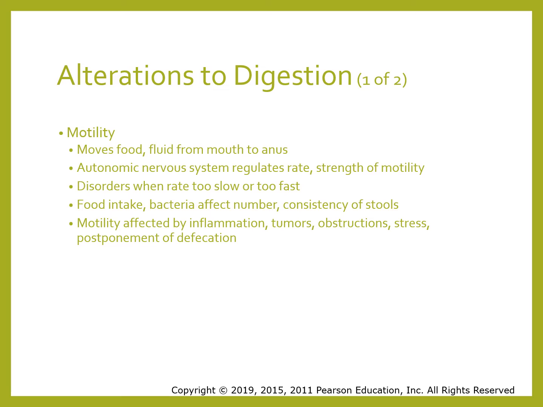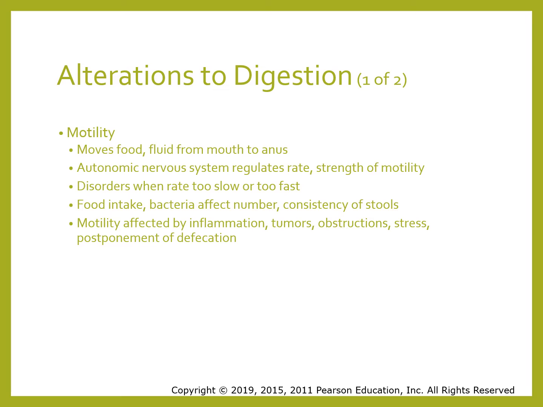Alterations to digestion. Motility of the GI tract moves food and fluid from the mouth to the anus, so from here all the way through. The rate and strength of peristalsis, and that's the movement as the food goes through our stomach and our intestines, are regulated by the autonomic nervous system. Disorders of gastric motility occur when coordination of the digestive muscles is interrupted in some way.